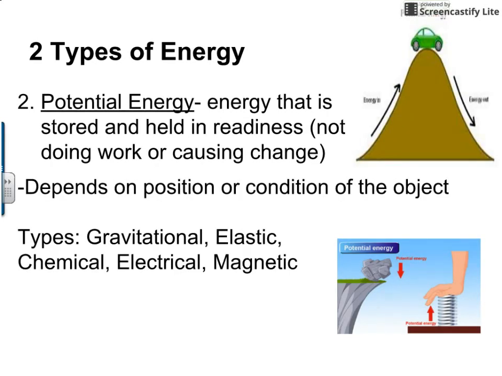Potential energy is what we say is stored energy. It's held in readiness. It's not doing any work or causing a change at the moment, but it could possibly. The reason objects have potential energy is because of their position or the condition of the object. So where is it located, or if it were like a spring, is it compressed or is it stretched? So the condition of the object. We're going to be focusing on gravitational, elastic, chemical, electrical, and magnetic potential energies today.